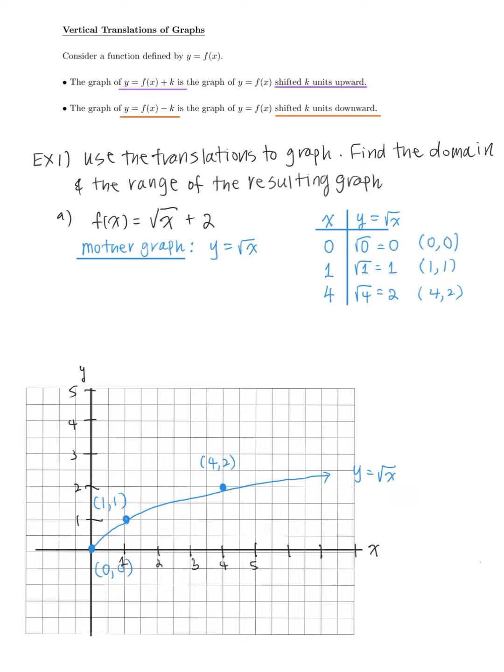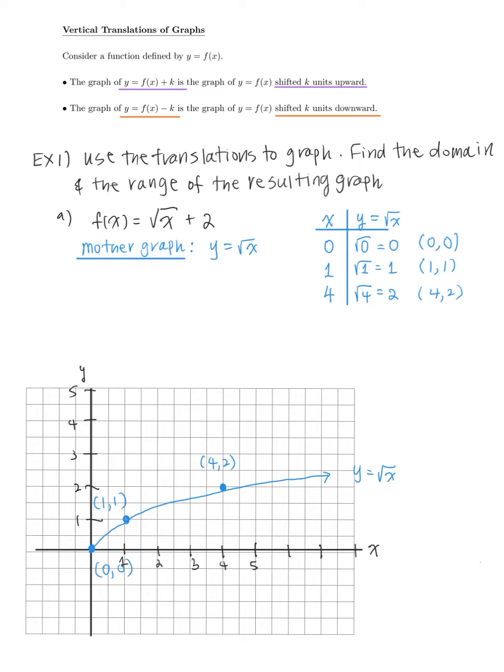So here what you need to do is take each point and move that 2 units up. Let me just start out with (0, 0). So (0, 0) is going to go where? It's going to go to (0, 2).